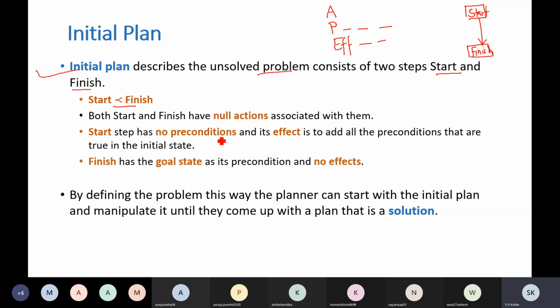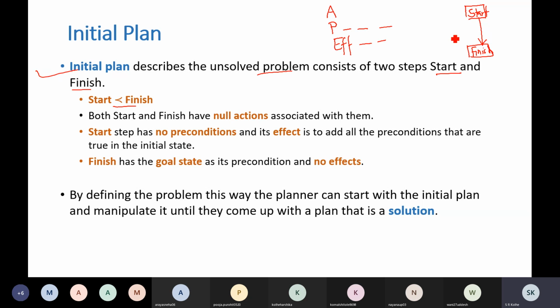So start step has no preconditions and its effect is to add all the preconditions that are true in the initial state. So some initial state will be given to you. So all those initial conditions or predicates which are true initially will be in the effect of this start state.